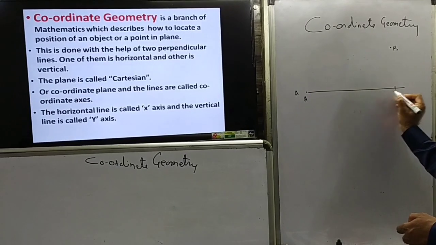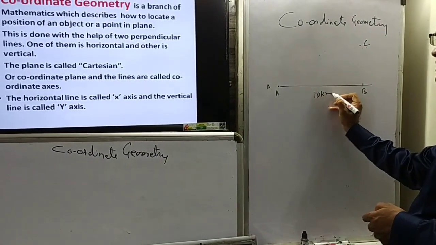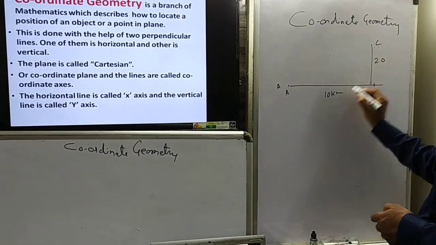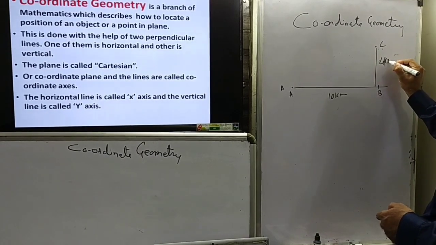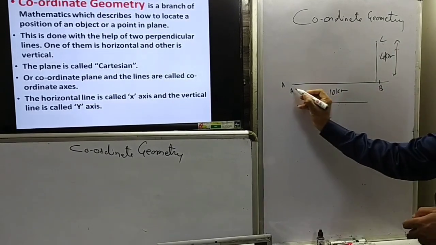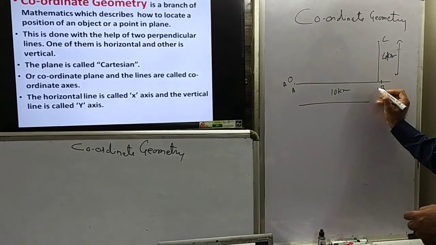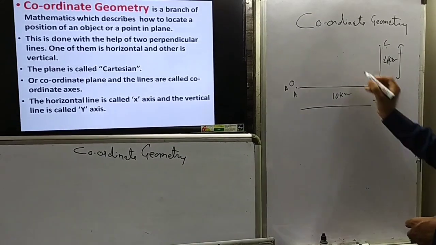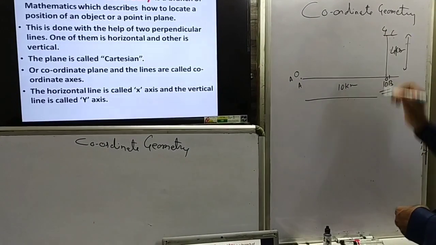Suppose this is A and this is B, A to B. Suppose this is 10 kilometers, and from this B to C it is 4 kilometers. So these 10 kilometers and 4 kilometers are the total distances. Suppose the reference point is 0. For this reference point 0, this is 10, and for the vertical, with reference point 0, this is 4.